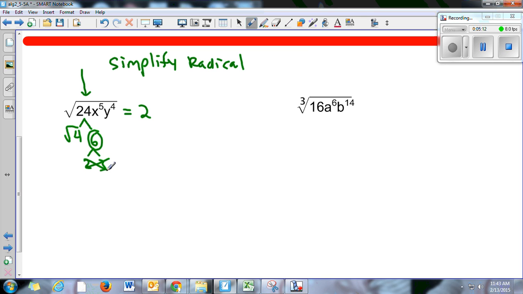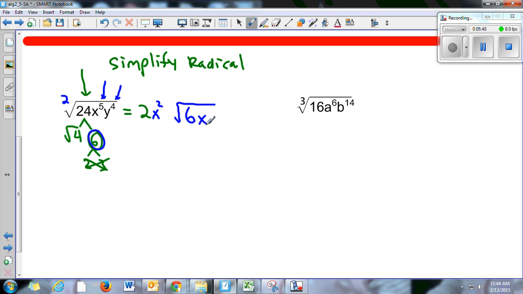So what's going to happen is I'm going to set up a square root symbol kind of behind my 2. The number I could not take the square root of goes back underneath my square root symbol. Again, our index is 2. We want to divide that into each of our exponents. So I know that 2 will go into 5 2 times with 1 left over. So that 1 that's left over is going to be a power on my x that's going back underneath my square root symbol.